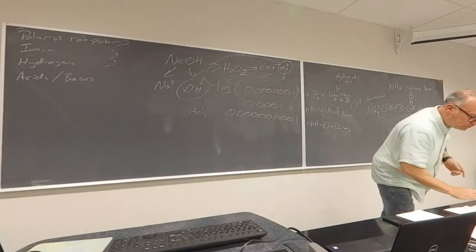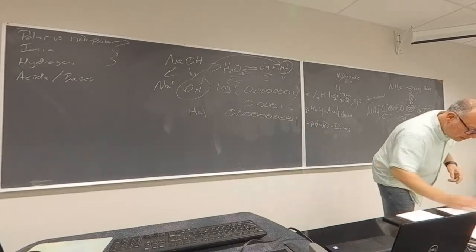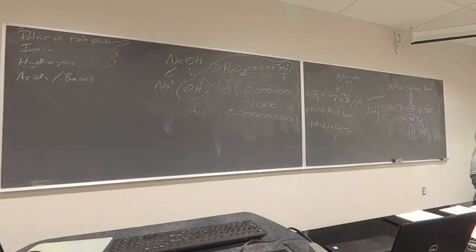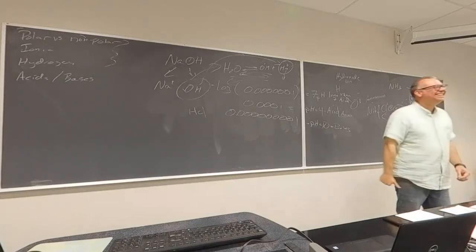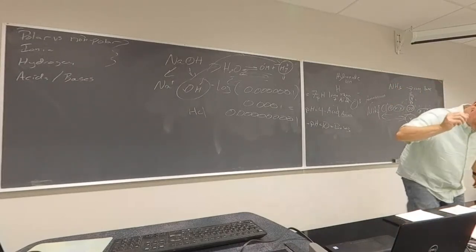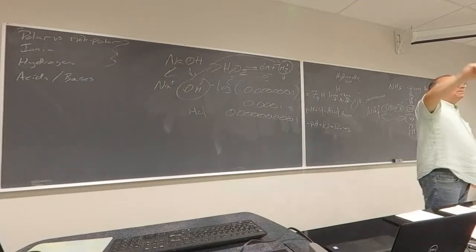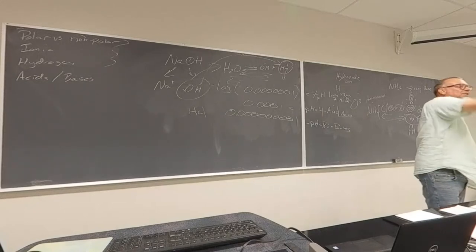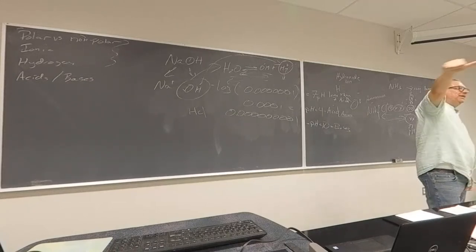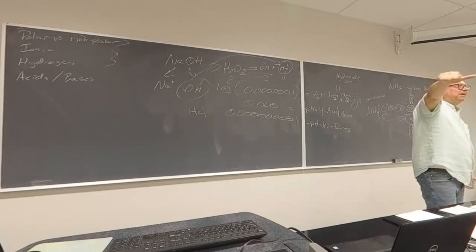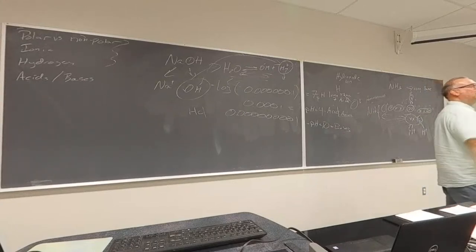Number nine. Is it decreasing? It's increasing. When acids are added to a solution, the pH goes from 7 down. Right, so pH decreases when acids are added. When bases are added, pH increases. When nothing is added, pH stays the same.